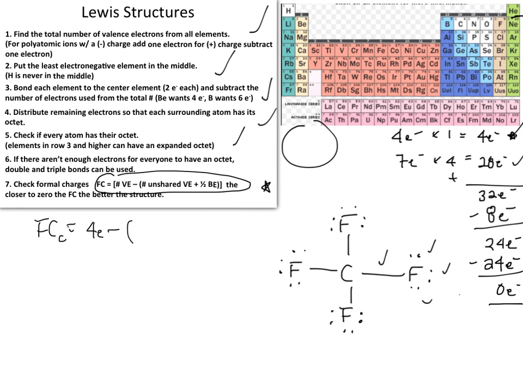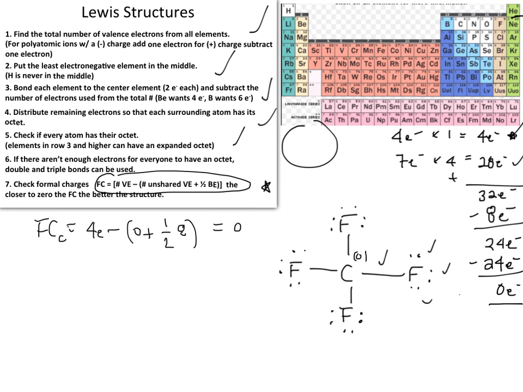Now, carbon only has bonded electrons. There are no lone pairs on that carbon atom. So in this case, we're going to have a 0 for our unshared valence electrons. Now, our bonded electrons: notice that carbon has 4 bonds around it. Each bond has a total of 2 electrons. 2 times 4 is going to give us 8. So half of my 8 bonded electrons around carbon is going to give me 4. So 4 minus 4 is going to give me 0. So carbon gives me a formal charge of 0.